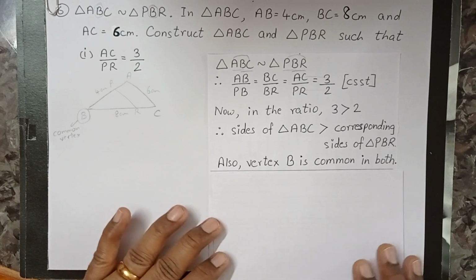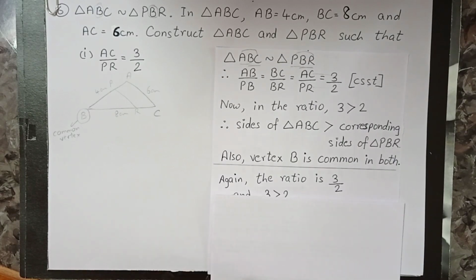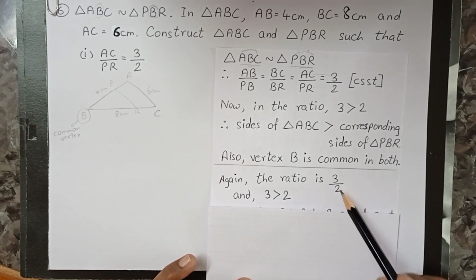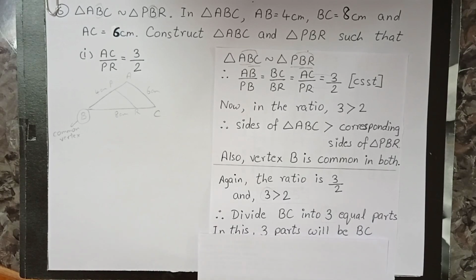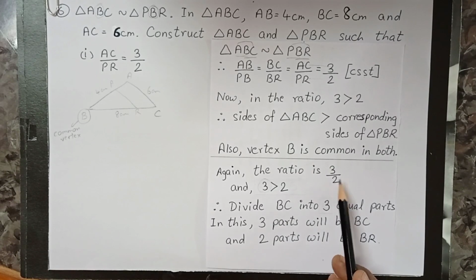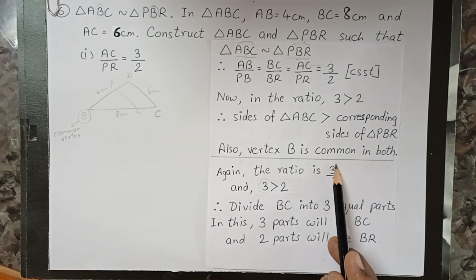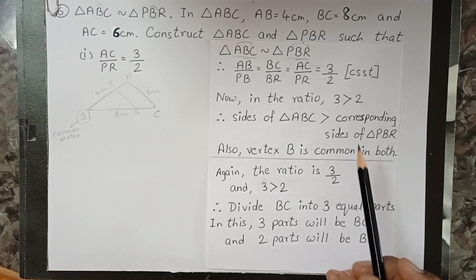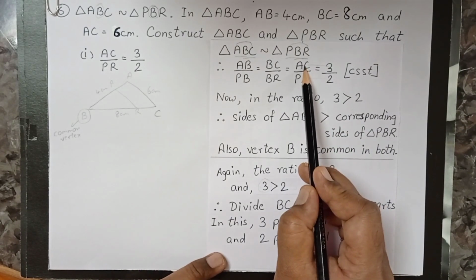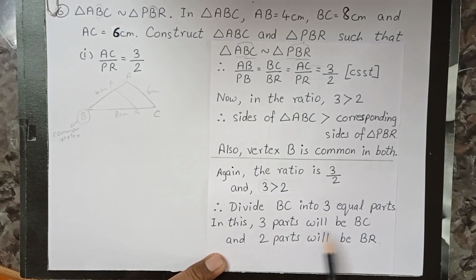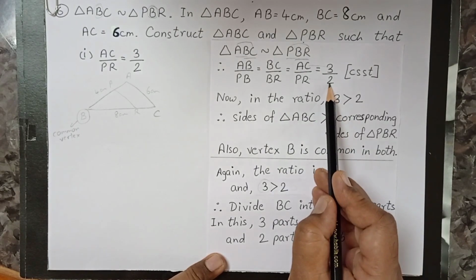So let us see how to solve this question. Again, the ratio is 3 upon 2 and 3 is greater than 2. This number shows that we have to divide BC into 3 equal parts. So, you have to divide the side BC into 3 equal parts. Out of these 3 equal parts, 3 parts will be BC and 2 parts will be BR. Why? Because 3 corresponds to triangle ABC and BC is part of triangle ABC. So, 3 parts will be BC and 2 parts will be BR.